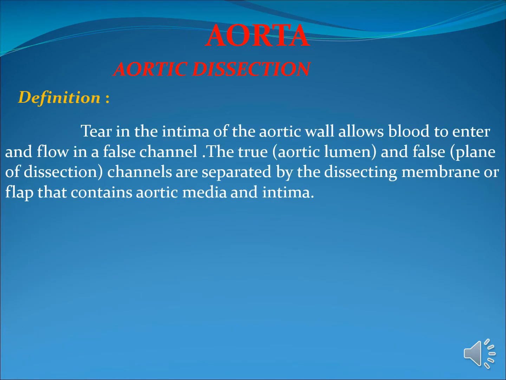Aorta. Aortic dissection. Definition: a tear in the intima of the aortic wall allows blood to enter and flow in a false channel. The true aortic lumen and the false plane of dissection channels are separated by a dissecting membrane or flap that contains aortic media and intima.